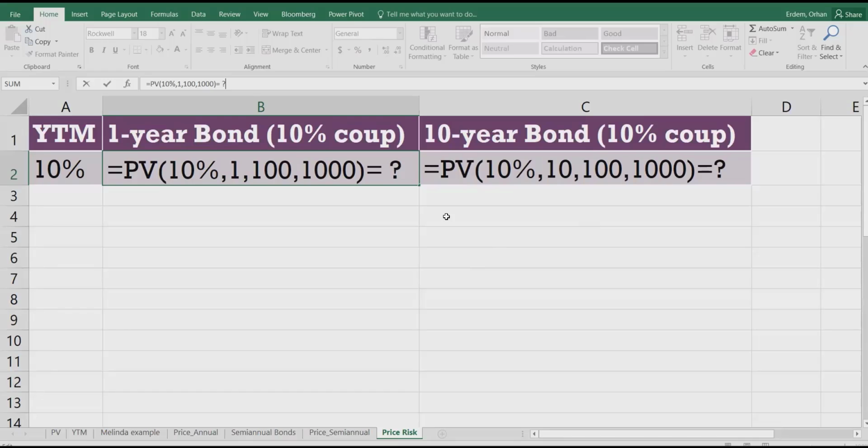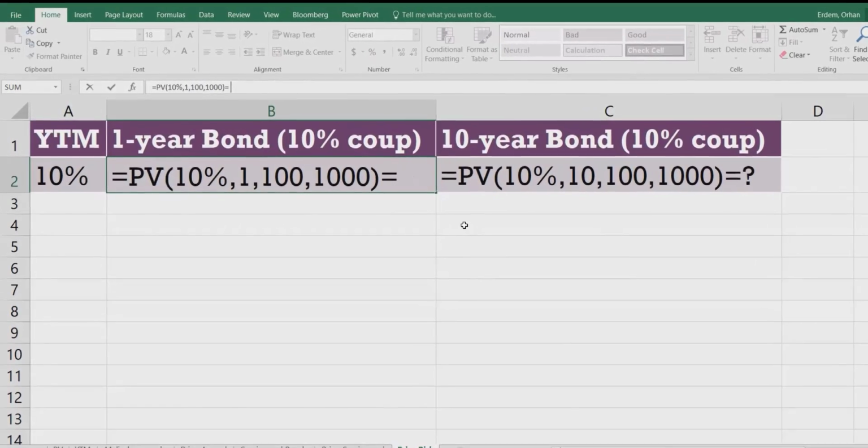I'm going to explain the price risk using an example. In this example, I have two bonds. The first one is a 1-year bond, and the second one is a 10-year bond. Both of these bonds offer a 10% coupon. The par value is $1,000 in both cases, and yield to maturity is 10%. The only difference is that one is a 1-year bond and the second is a 10-year bond. That's the only difference. Now let's go ahead and calculate their prices using the PV function.